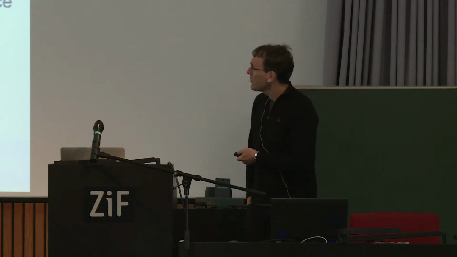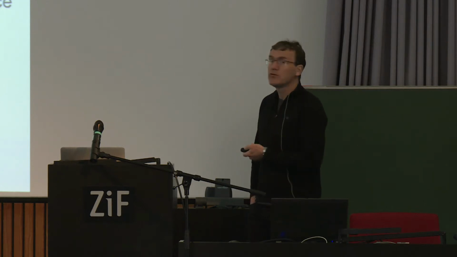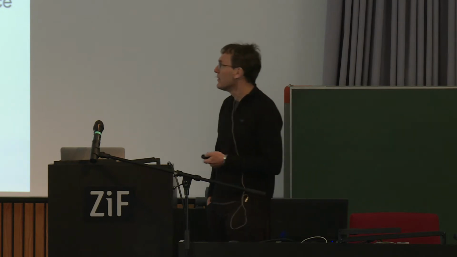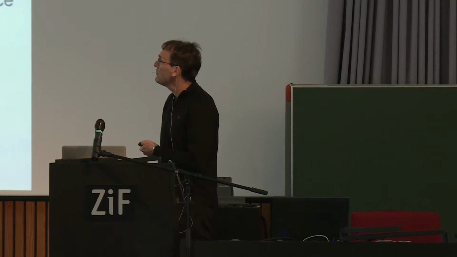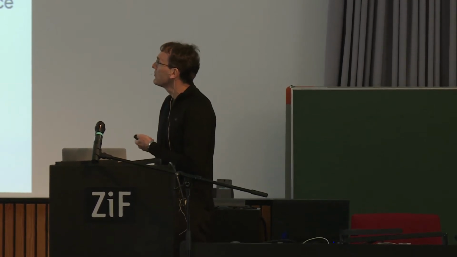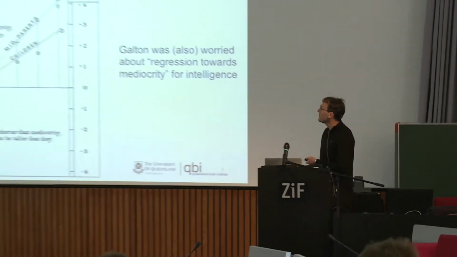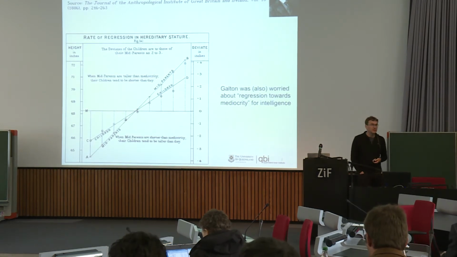And what he noticed was the points were not on the line y equals x, but there was what he called a regression towards mediocrity, or a regression towards the mean, we call it now. Because children here on this side, of parents who are taller than the mean in the population, are smaller than their parents, and here the children are taller than the parents, who are on average below the mean in the population.